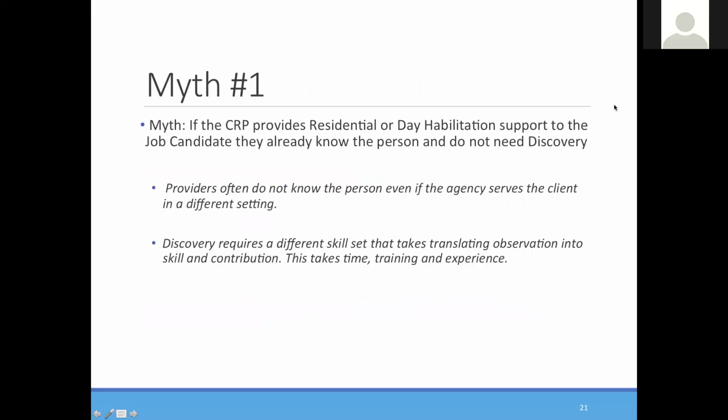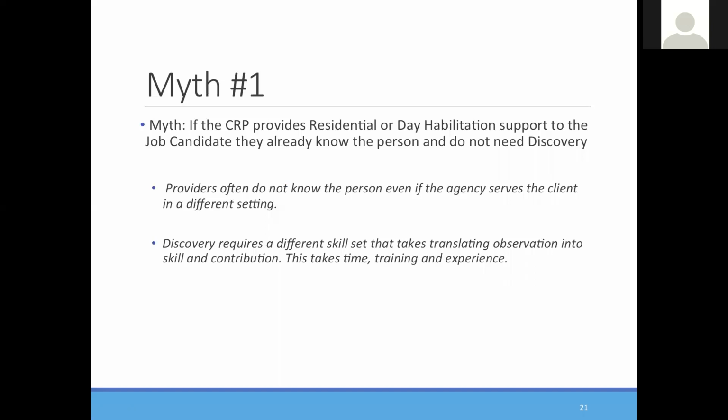So myth number 1: if a CRP or provider provides residential or rehabilitation supports to the job candidate, they already know the person and we don't need to do discovery. That's one of the biggest myths, and something that I hear from a lot of providers. But it's really important, and counselors are going to be watching this too, to know that providers often do not know the person, even if the agency serves the individual in a different setting.